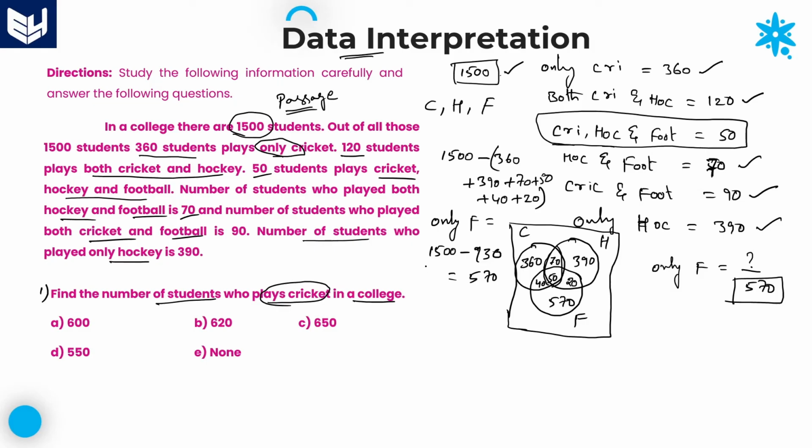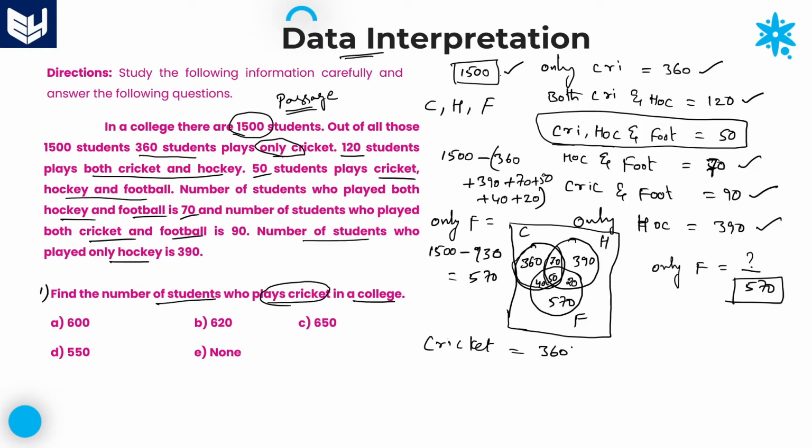He is asking us to calculate how many members are playing cricket. In the sense, you need to take all the values which are there in the cricket circle. This is the cricket circle, right? So your required answer, how many members are playing cricket, is equal to adding all the values which are there in the cricket circle.